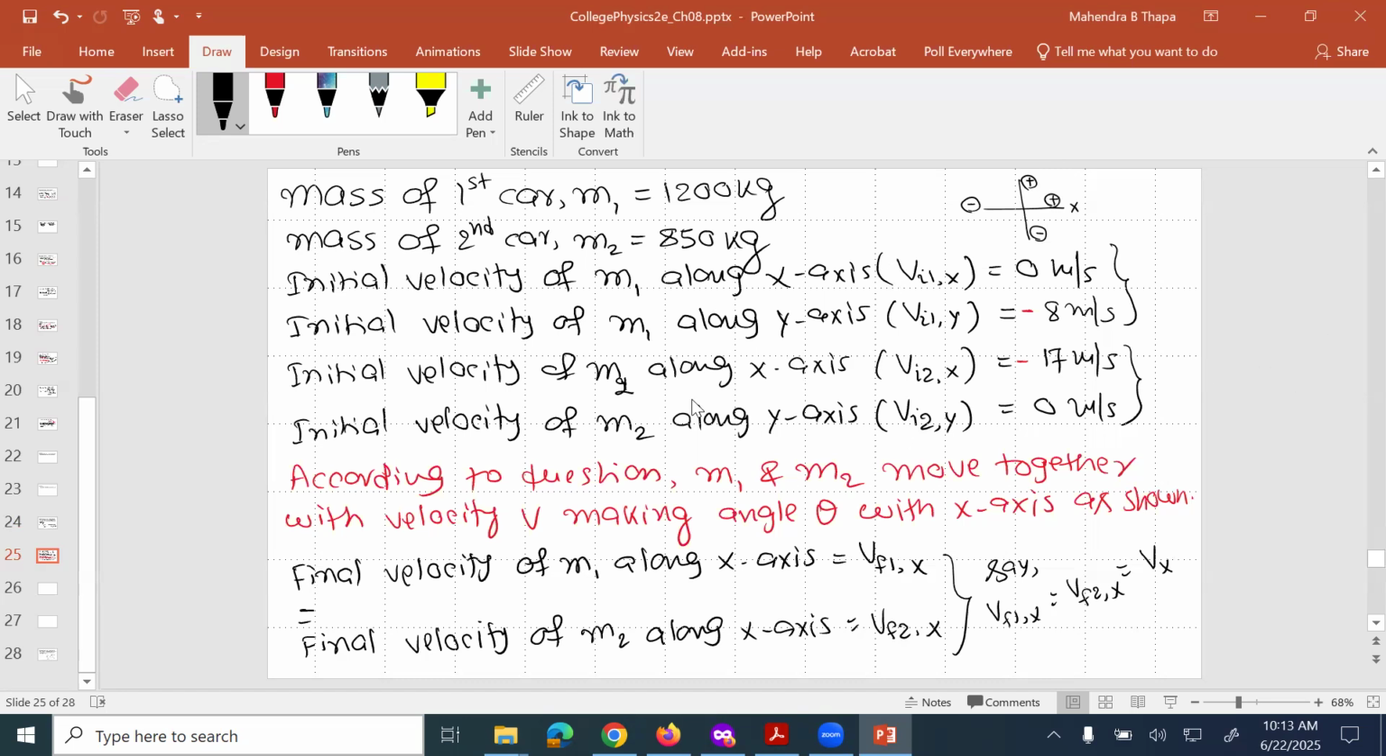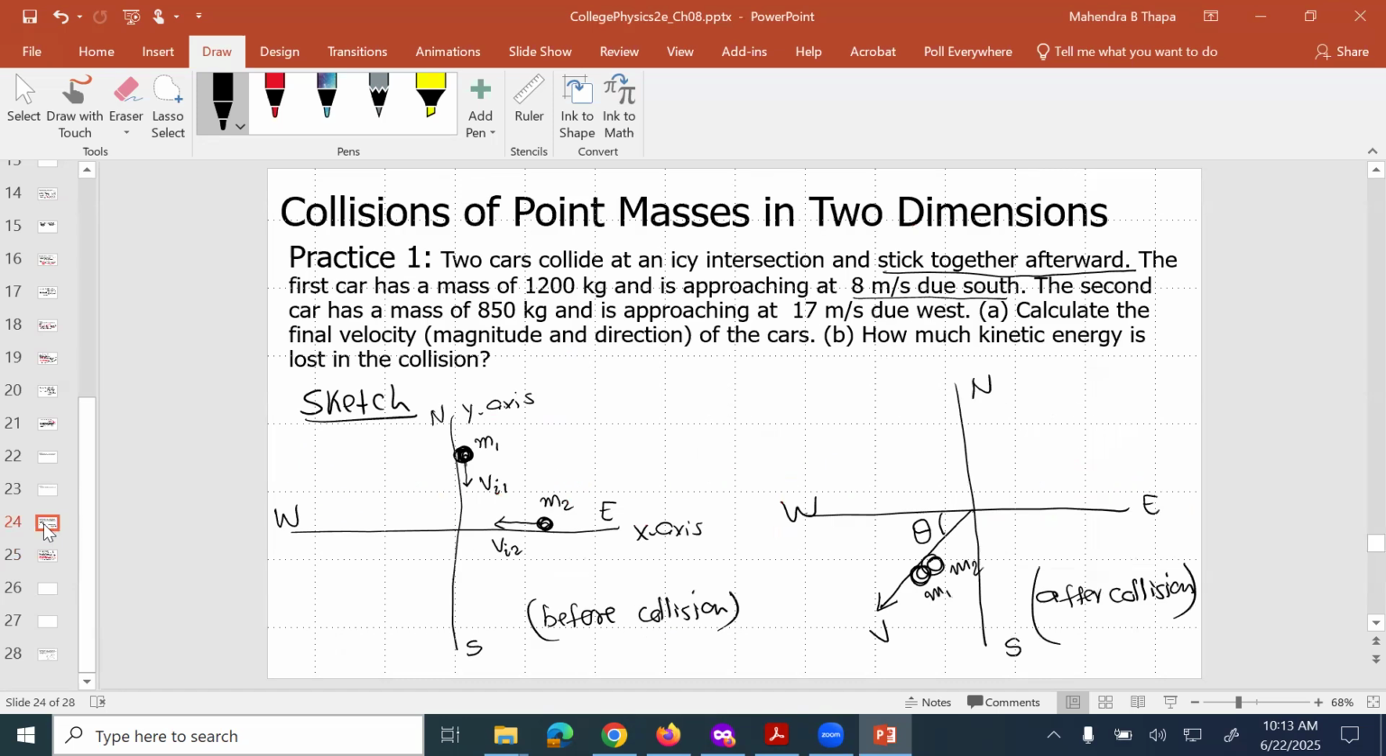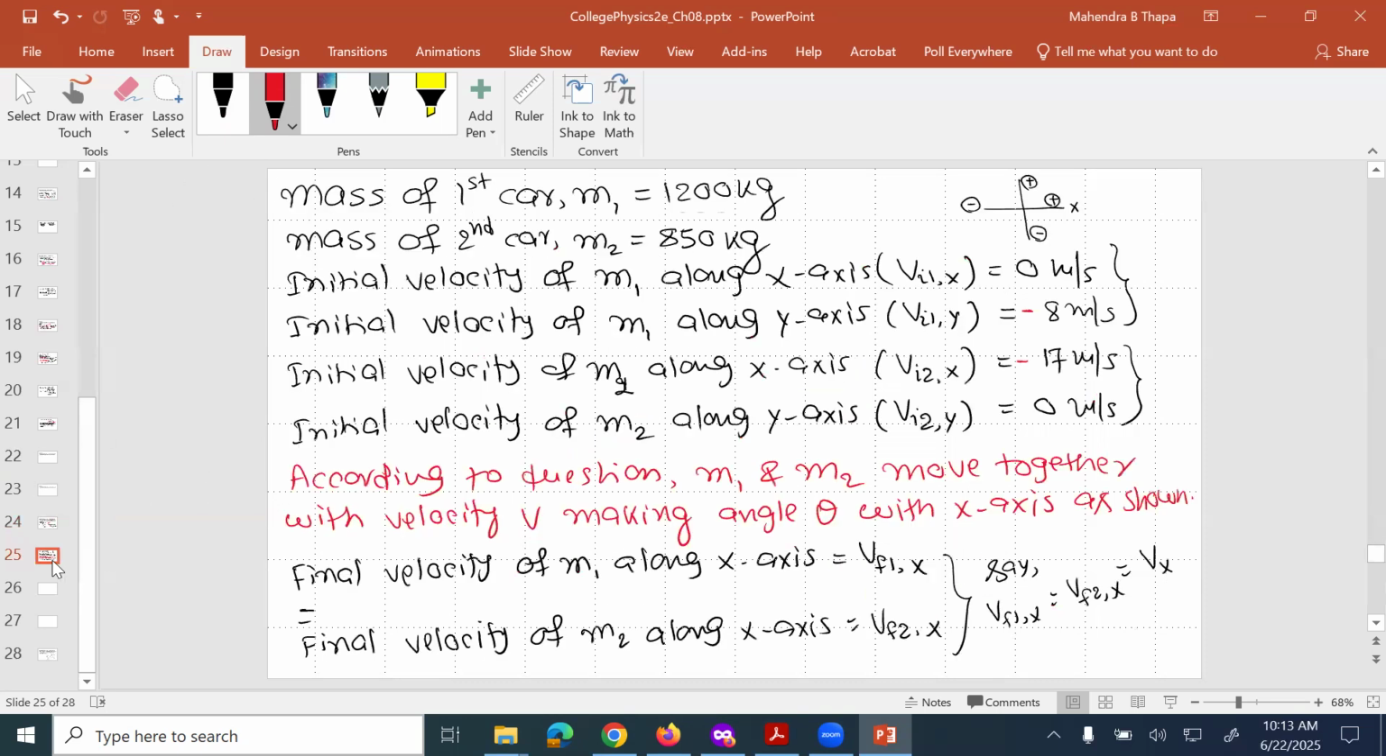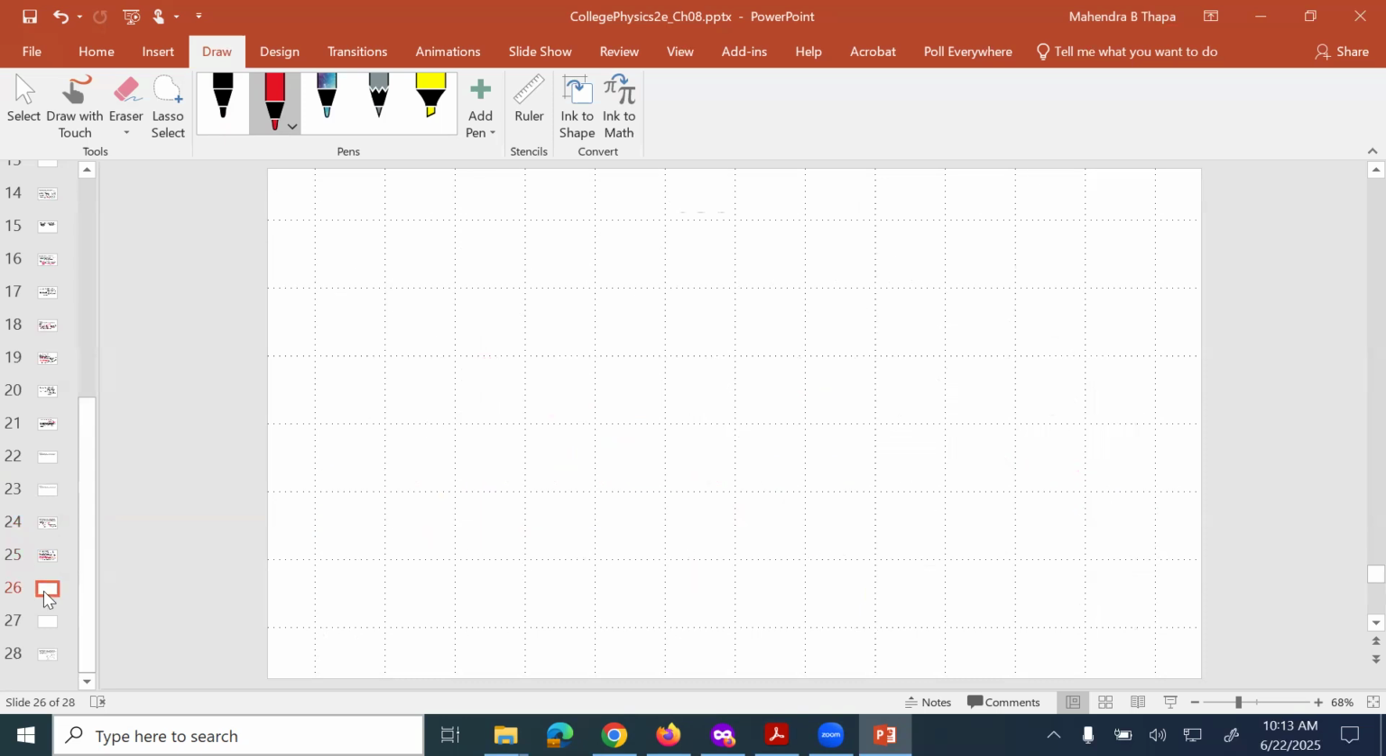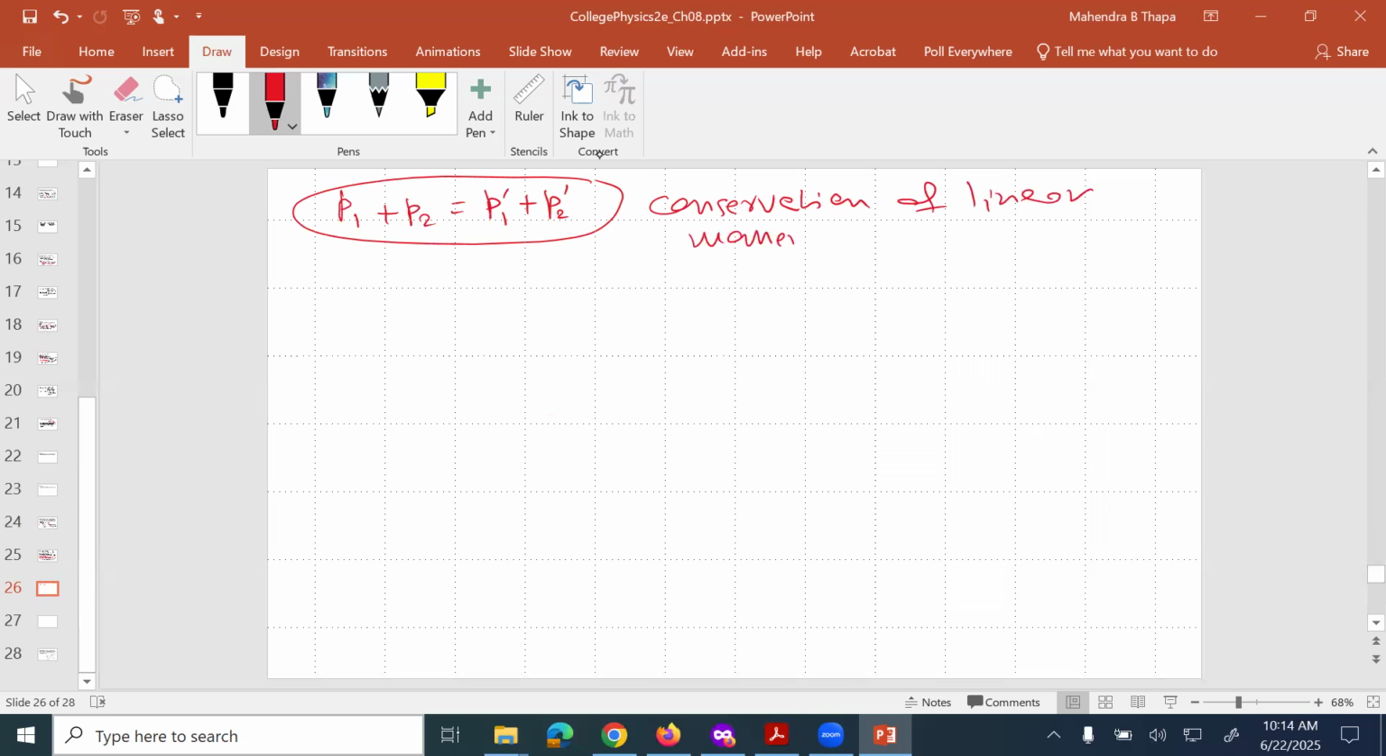Now based on this information, if I consider m1 and m2 as one system, then no external forces are acting on the system. In that case, I can write P1 plus P2 equals P1 prime plus P2 prime. We know this is the conservation of linear momentum. This is the principle.